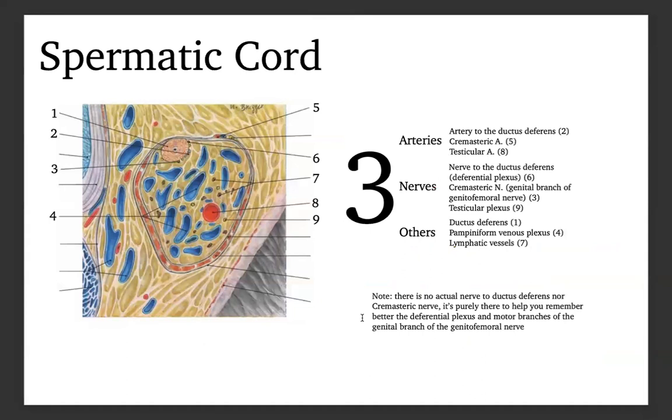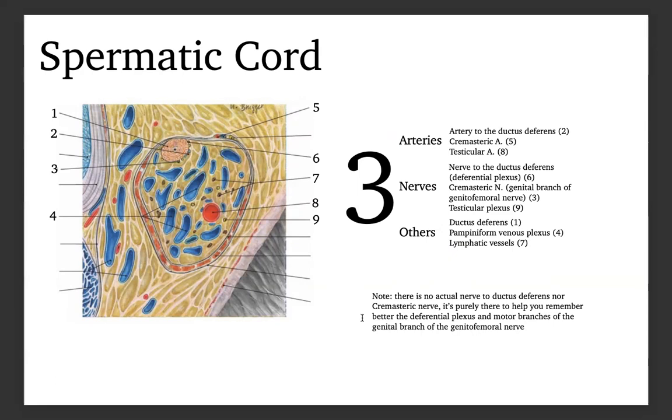Next, we have the spermatic cord. Now, the spermatic cord contains the ductus deferens and its accompanying vessels. Okay, and when we talk about the contents, you can remember it through the rule of three. So you have three arteries, three nerves, and three others.